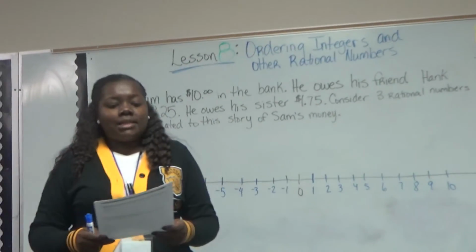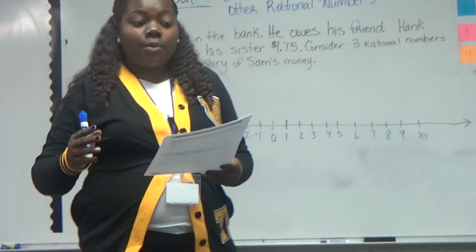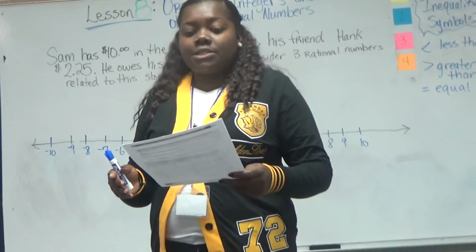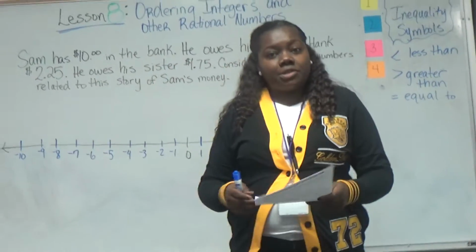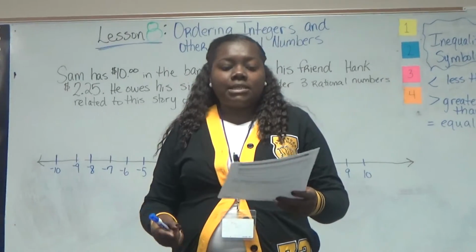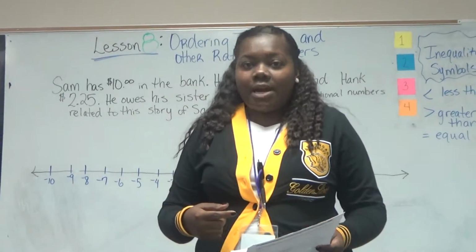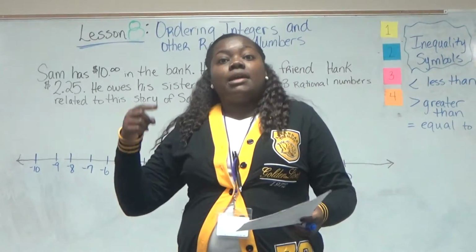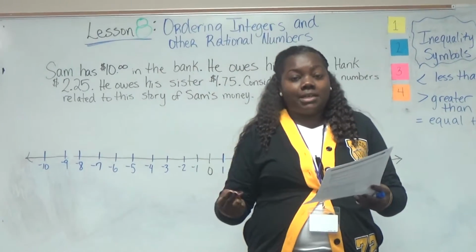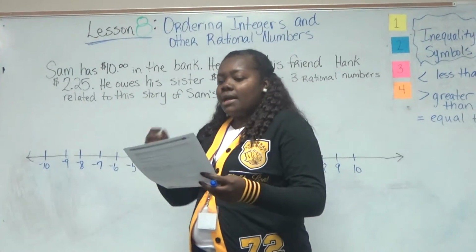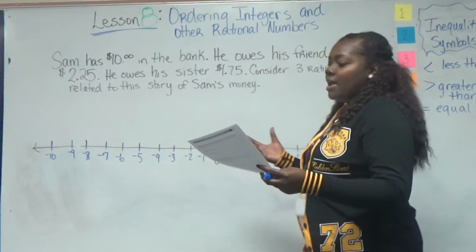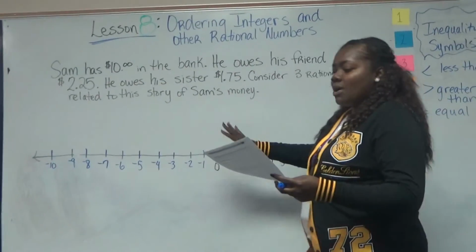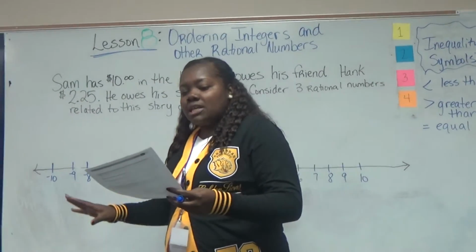And welcome back to Lesson 8, where we're going to be talking about ordering integers and other rational numbers. We know that integers are a set of whole numbers and their opposites, and we learned in the last lesson that rational numbers can be fractions, terminating decimals, and mixed numbers. Now let's talk about the situation in our opening exercise, Example 1.